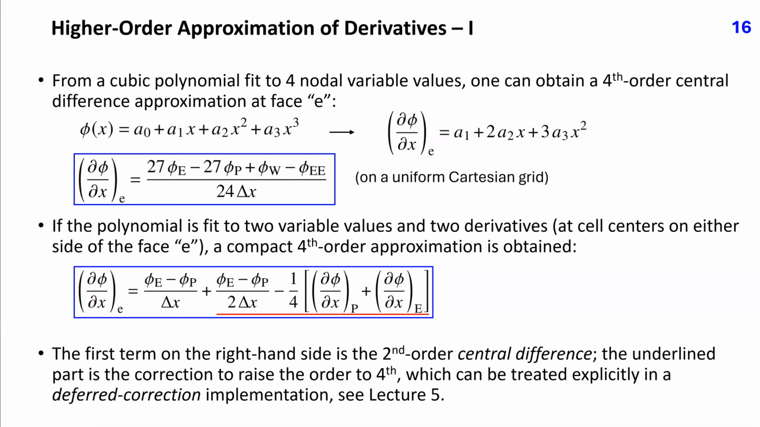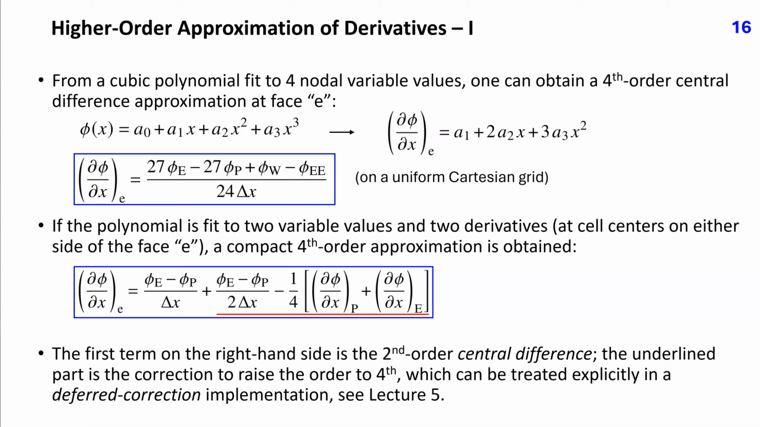If we fit the polynomial to variable values and first derivatives at cell centers on either side of the face, the following compact fourth-order approximation is obtained. The first term on the right-hand side is the second-order central difference approximation. The remaining two terms, underlined in red, represent the correction which raises the order to fourth. The same formula was presented for finite difference methods in Lecture 5.